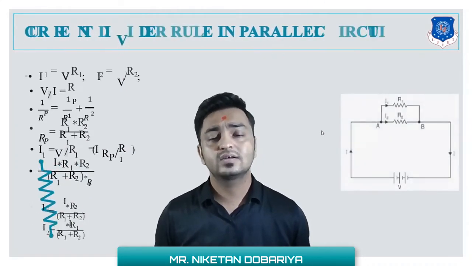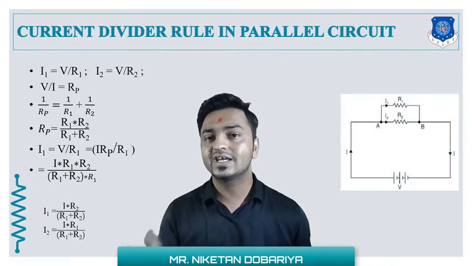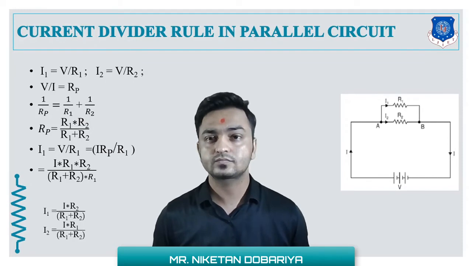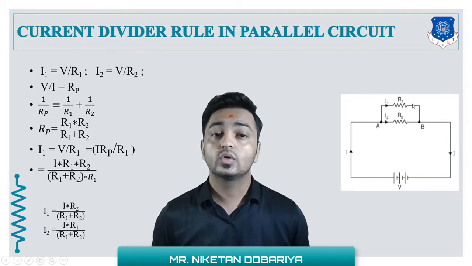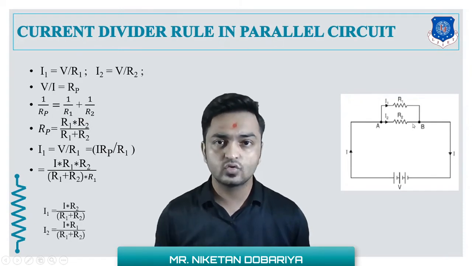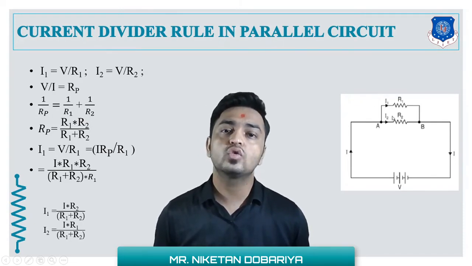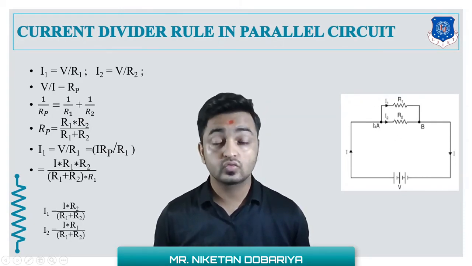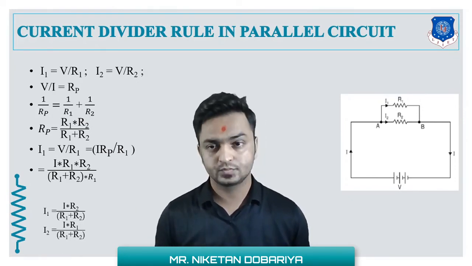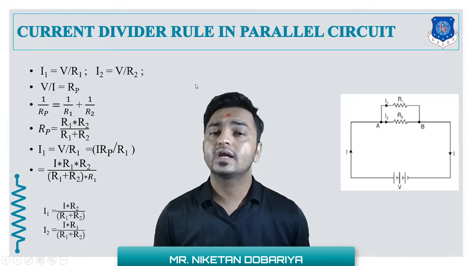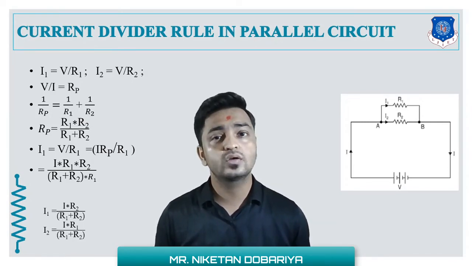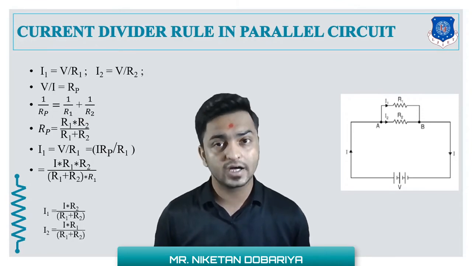Now let's discuss another topic in the same theory, and that is the current divider rule in a parallel circuit. Here we have made a little change. We have considered just two resistors in parallel, R1 and R2. So the current is dividing into two branches, I1 and I2. And if we find the values of I1 and I2 by Ohm's law, the first is V by R1, and the second is V by R2.